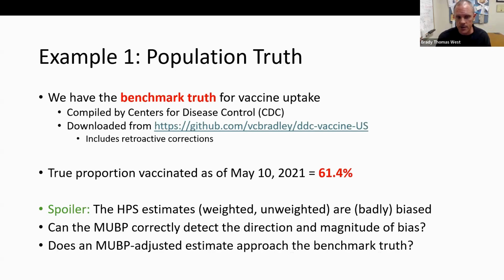So the question becomes, can the MUBP correctly detect the direction and the magnitude of the bias? And if we take that MUBP measure and we adjust the unweighted estimate, are we approaching the benchmark truth? So that's what we want to look at.